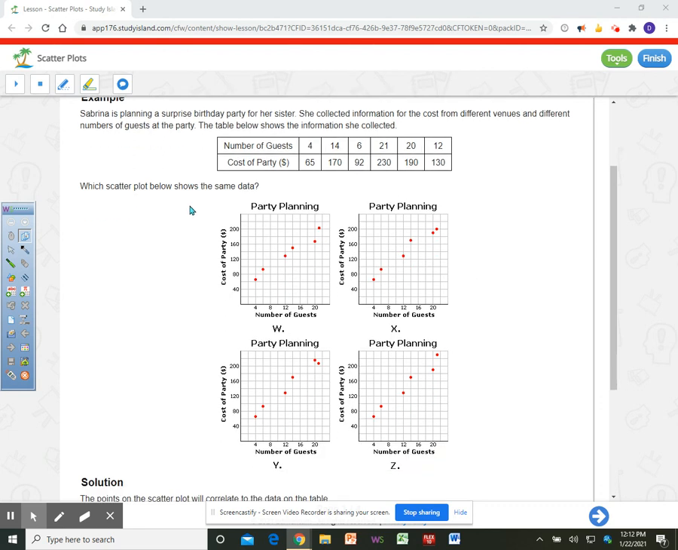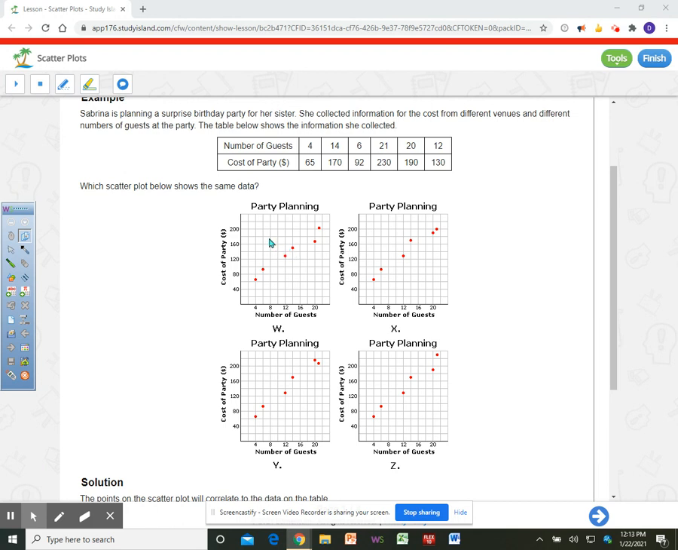So on a problem like this, what you would need to do is just find out which table matches the graph, okay? So what that means is go to number of guests 4, I should have $65. So 4, that's about 60 some dollars right there, okay? Then I'm gonna go to 14, so that's gonna be right here, and it should cost me $170. So I'm gonna go up here, and if we look at 14, it should be at 170.